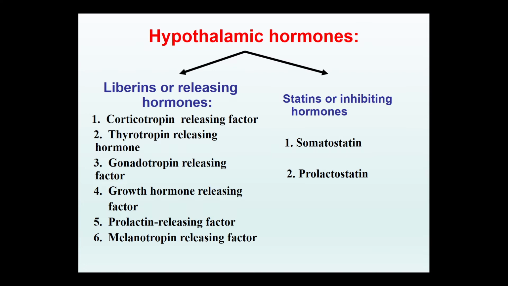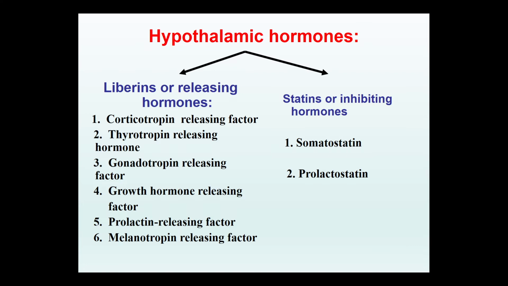releasing hormone, or thyroliberin. This hormone consists of only 3 amino acids. It's a tripeptide. Its basic sequence is glutamic acid, histidine, and proline. You see, the shortest peptide in our body.